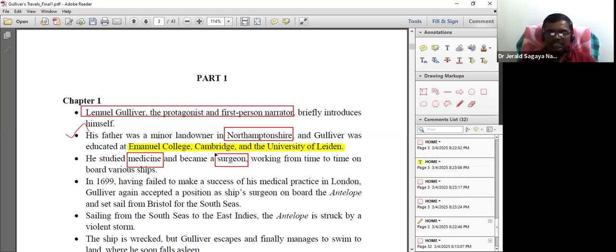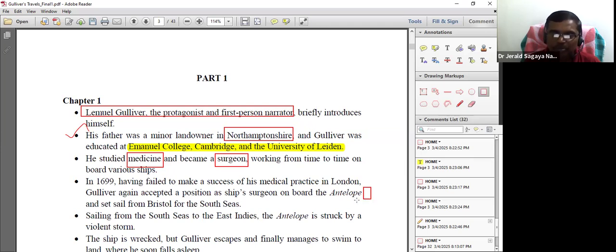Okay, and he's a surgeon, and he was working from time to time on board various ships. He was working as a surgeon in various ships. But then, in 1699, what did he do? He decided to leave his profession and go to foreign land because he felt that being inside the land and being a surgeon was not at all profitable. So he decided to board a ship.